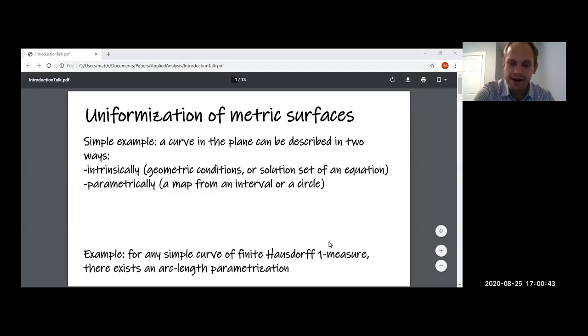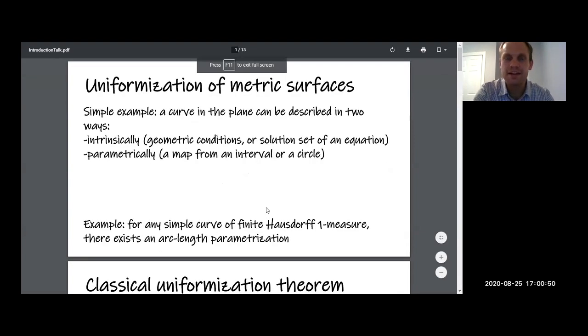Okay, let me see if I can expand that to the whole screen. Okay, so that should be good.